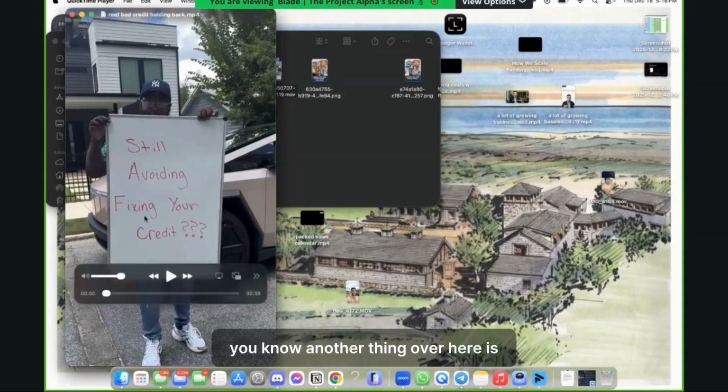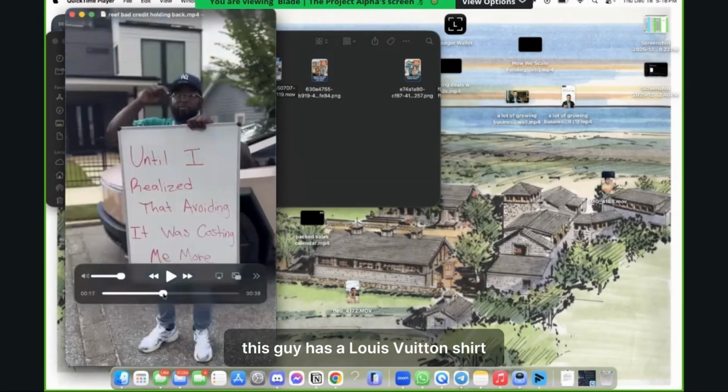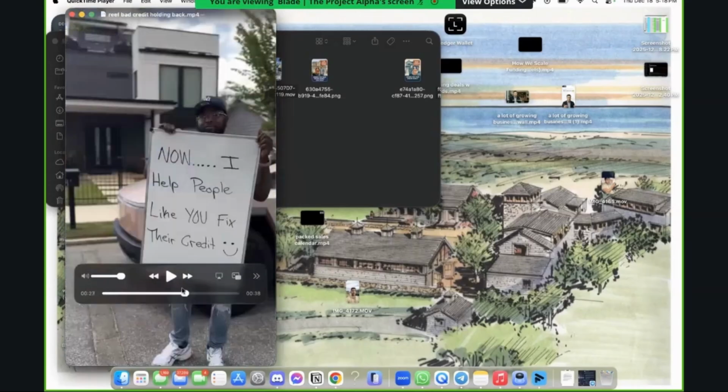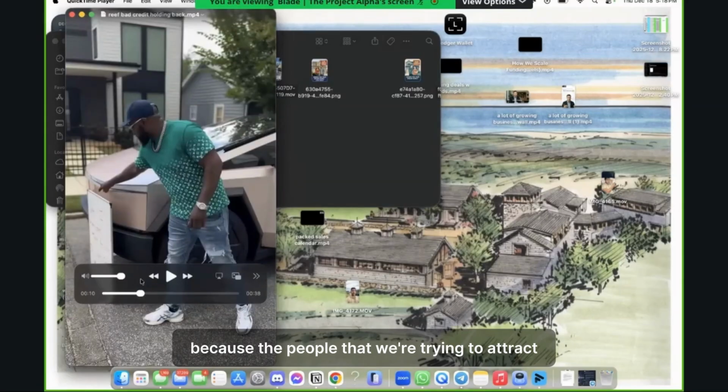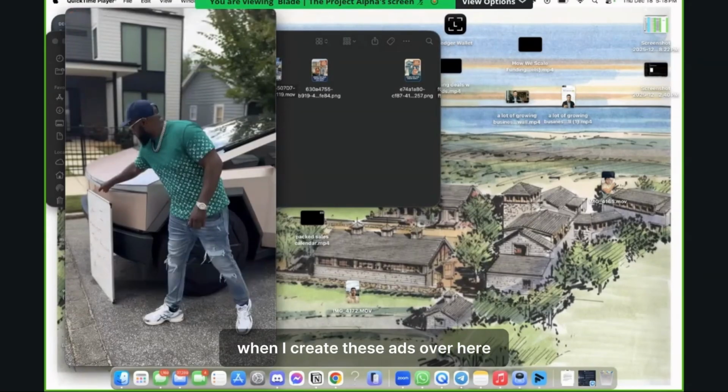Another thing over here is this guy has a Louis Vuitton shirt. It's kind of tough to see. There you go, Louis Vuitton shirt. I don't like Louis Vuitton shirts because the people that we're trying to target are more so subtle wealth. Yeah, some of them might be flashy, but the majority of them really aren't. So I'm not too crazy about designer stuff when I'm creating these ads.